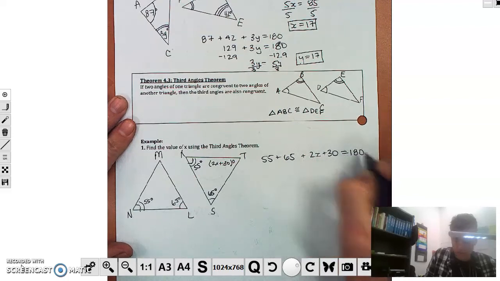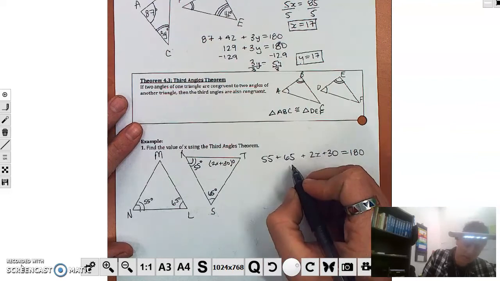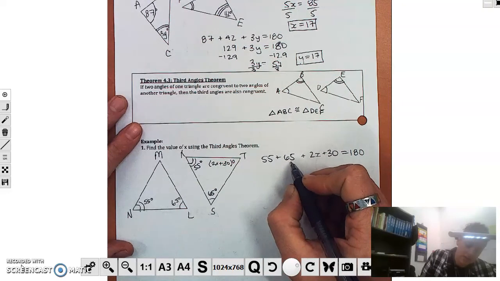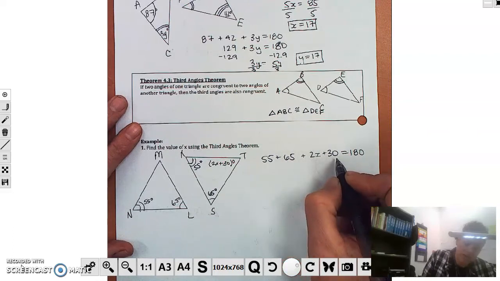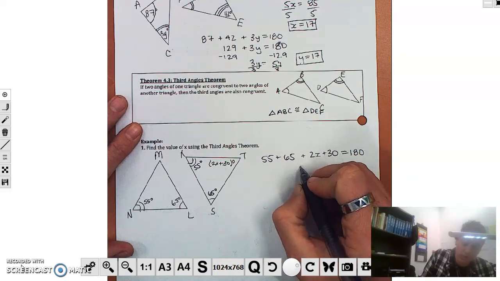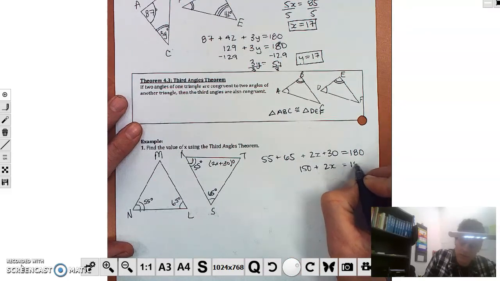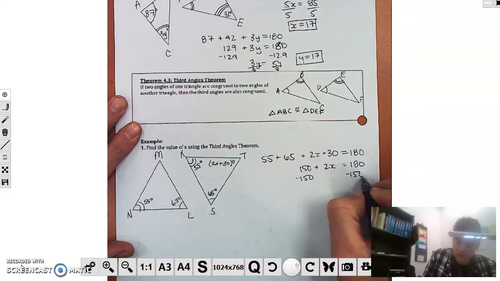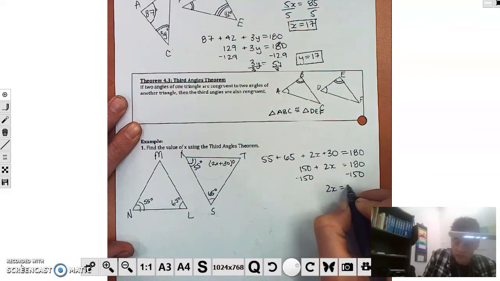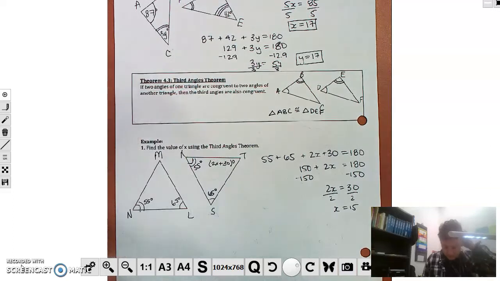Let's do a little solvey, mathy. 65 and 55 is, okay, well that's like 60. 60 is 120 plus 30 is 150 plus 2x equals 180. Minus 150 on each side. So 2x equals 30. Divide by 2. So x is going to equal 15.